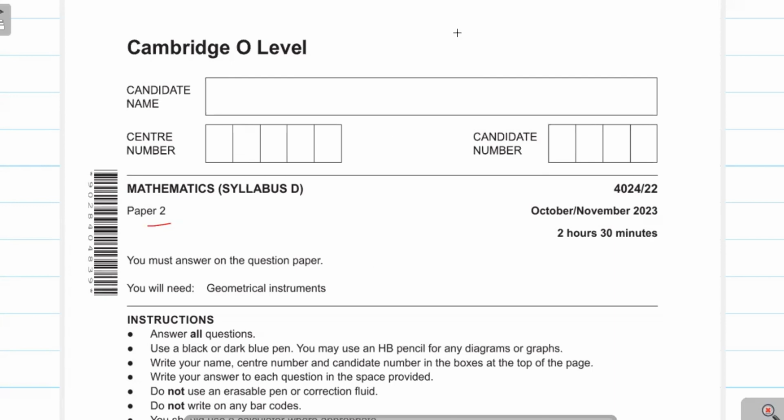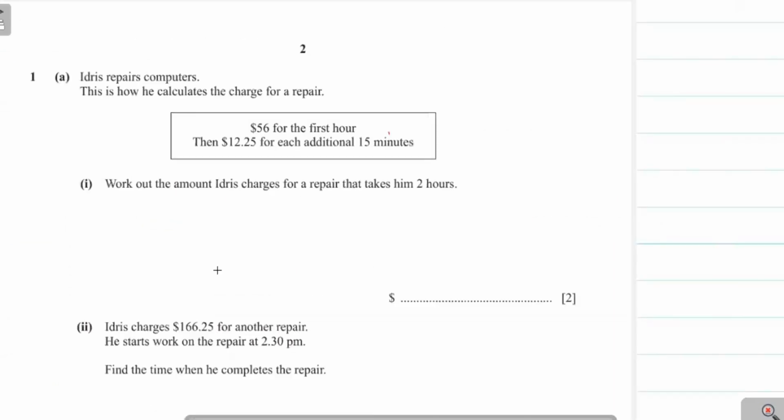Let's start the questions of the paper. Now question number 1, part A. Idris repairs computers. This is how he calculates the charge for a repair: $56 for the first hour and $12.25 for each additional 15 minutes. Work out the amount Idris charges for a repair that takes him 2 hours.